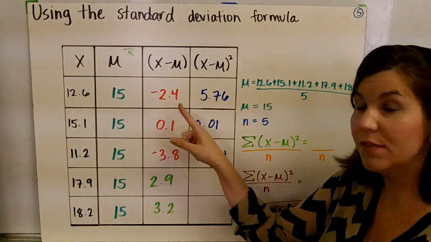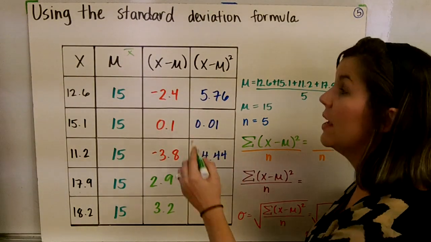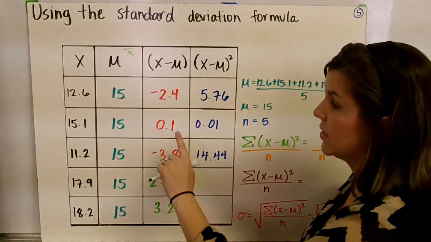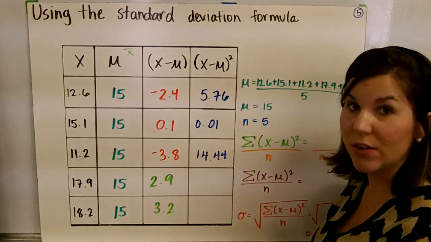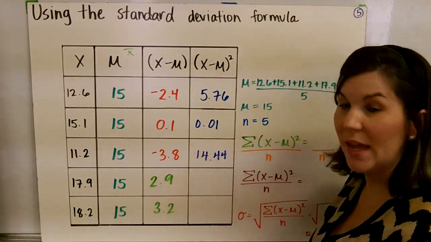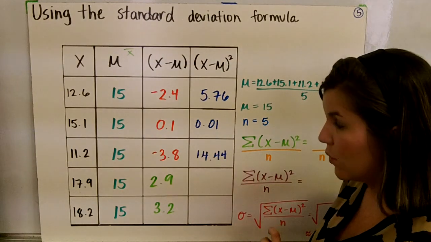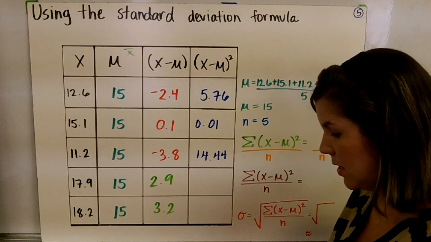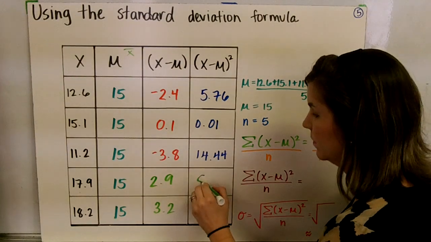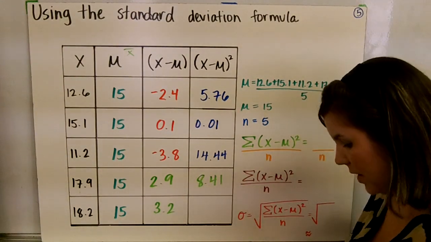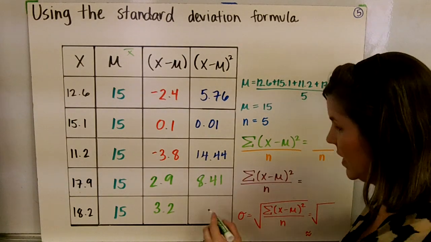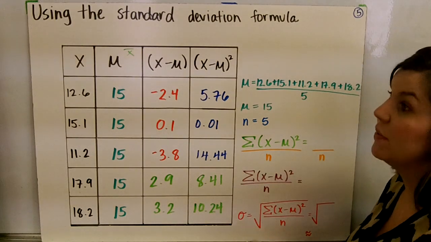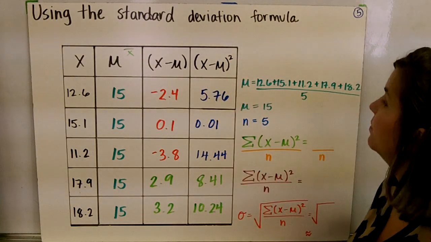So if you do negative 2.4 in your calculator with parentheses around it and you square it, you get 5.76. 0.1 squared is 0.01. Negative 3.8 squared is 14.44. 2.9 squared, we can do that, and we get 8.41. And 3.2 squared is 10.24. Now we've squared all of our values.